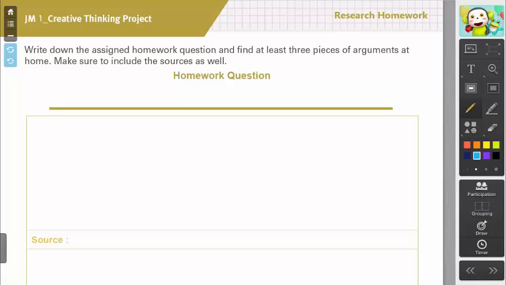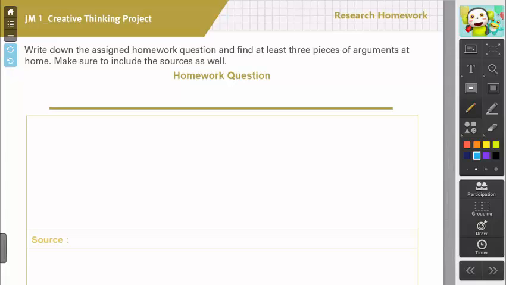Now, your junior master students are often very busy when they get home. They have a lot of homework from April, and they have some school homework and other hagwon homework, so you don't want to overload them with too much research homework. And another reason why we only assign one homework question is because you want your students to have their own question, and we want to try to avoid duplicate research, even though it could still happen sometimes.